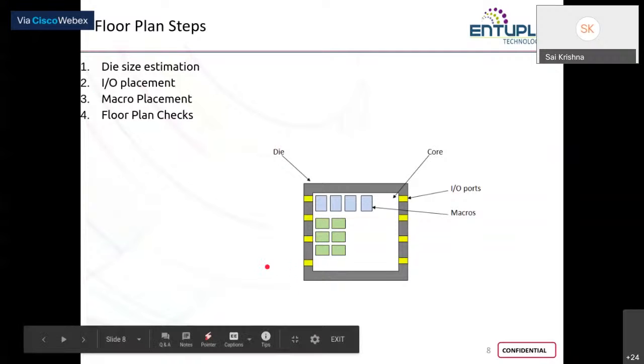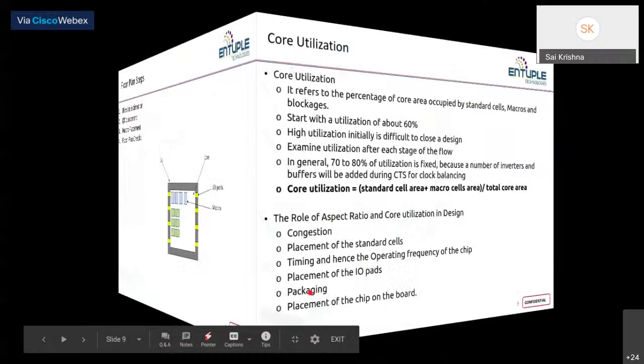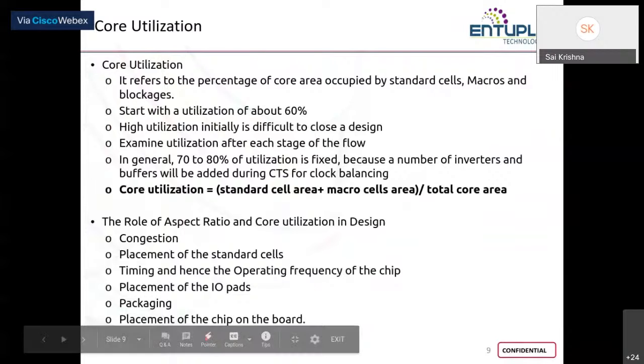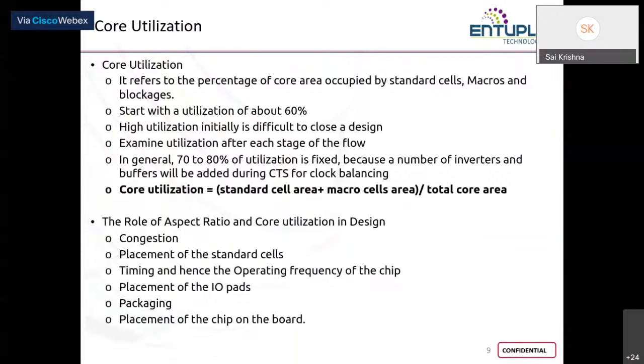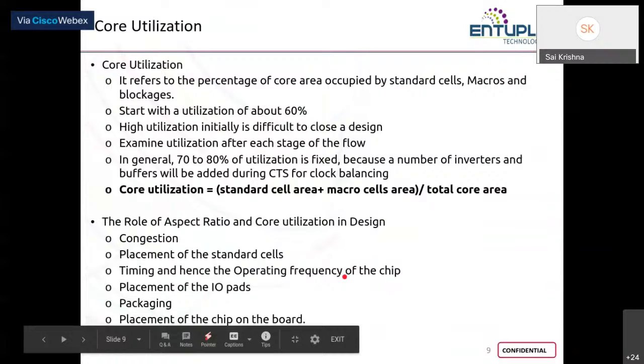Okay, aspect ratio greater than 1, height is more. If it is less than 1, width is more. So how are you going to define whether you have to take an aspect ratio less than 1? That depends on the LEF file that you read as another input.